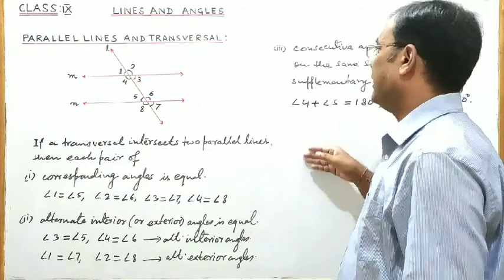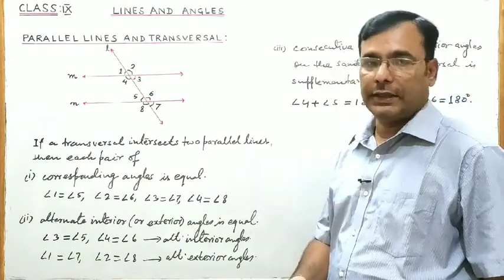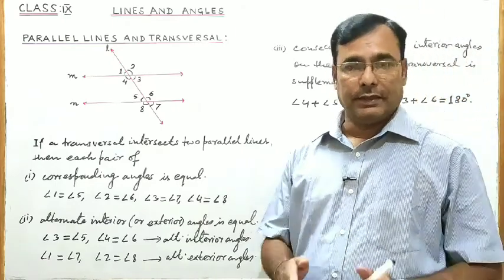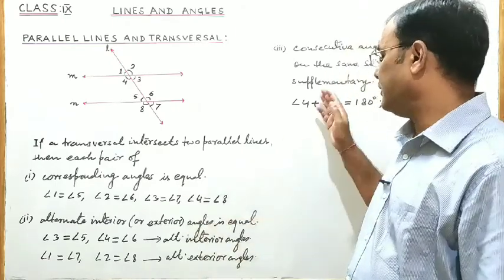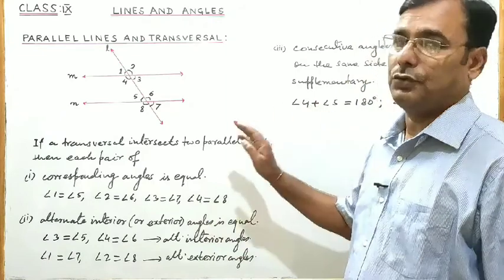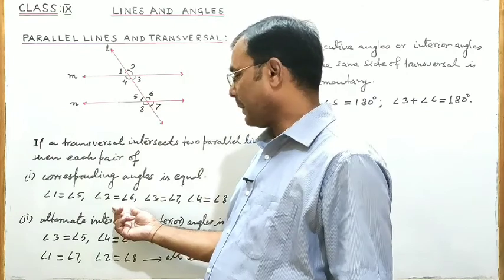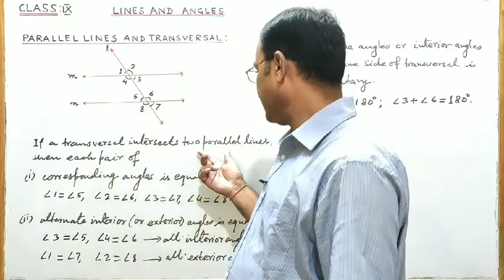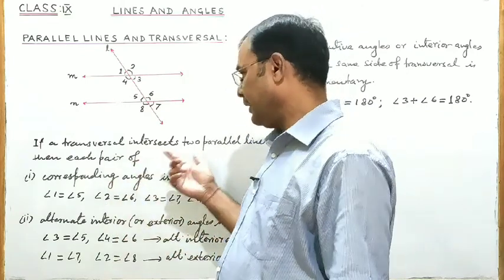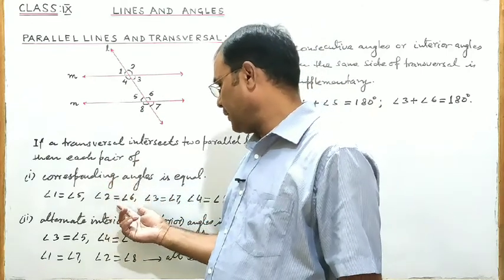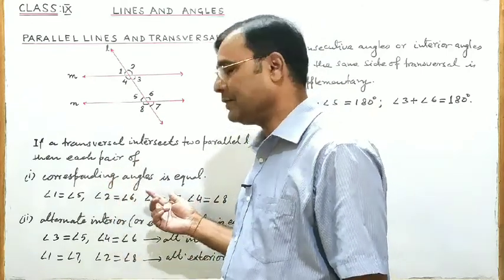These results are given in the form of theorems in the textbook. The converse of these results are also true, because the first result is, if a transversal intersects two parallel lines, then each pair of corresponding angles is equal.